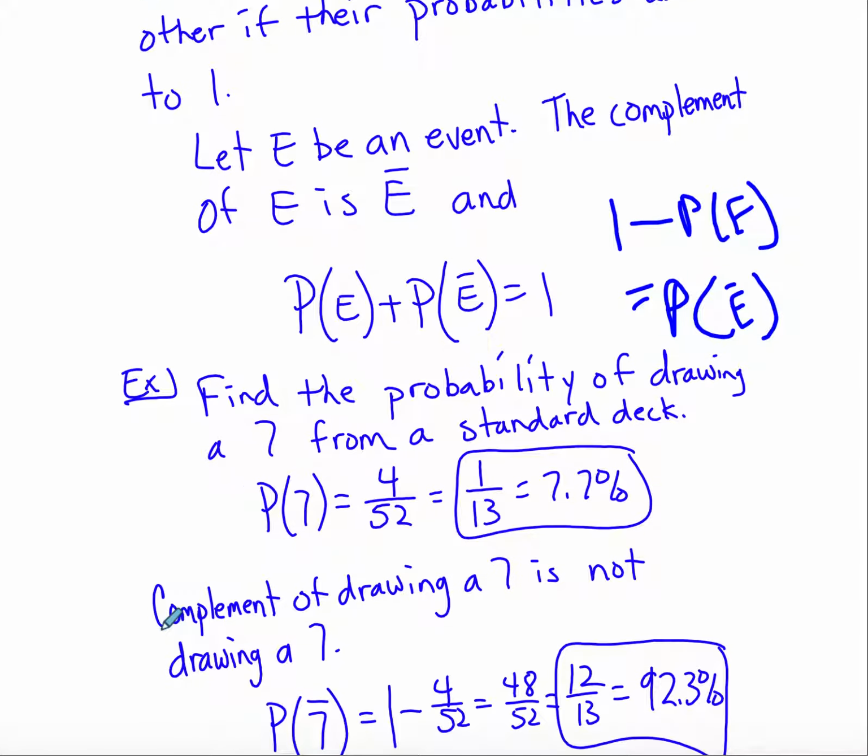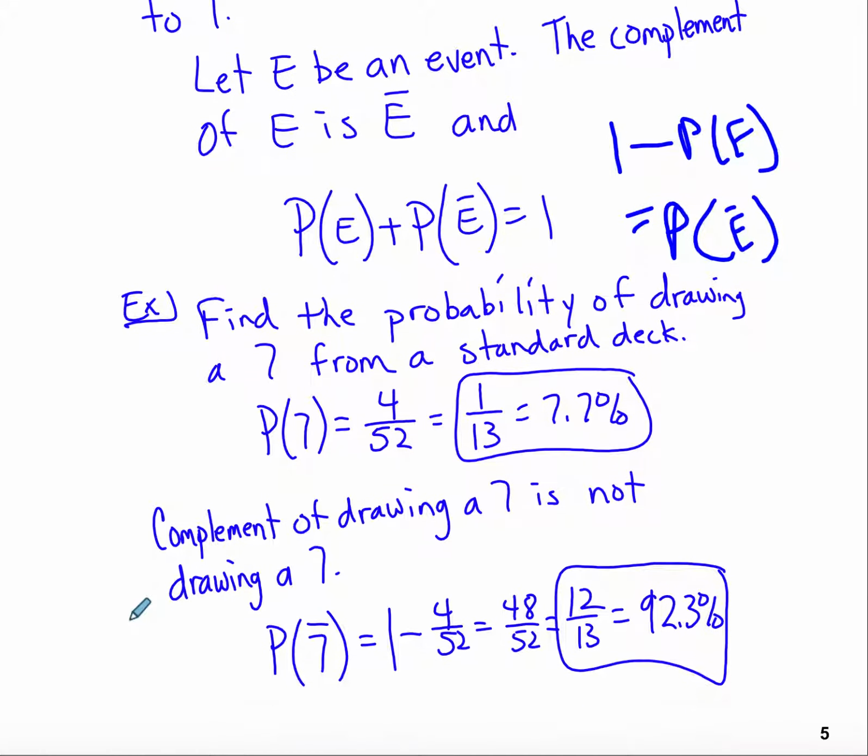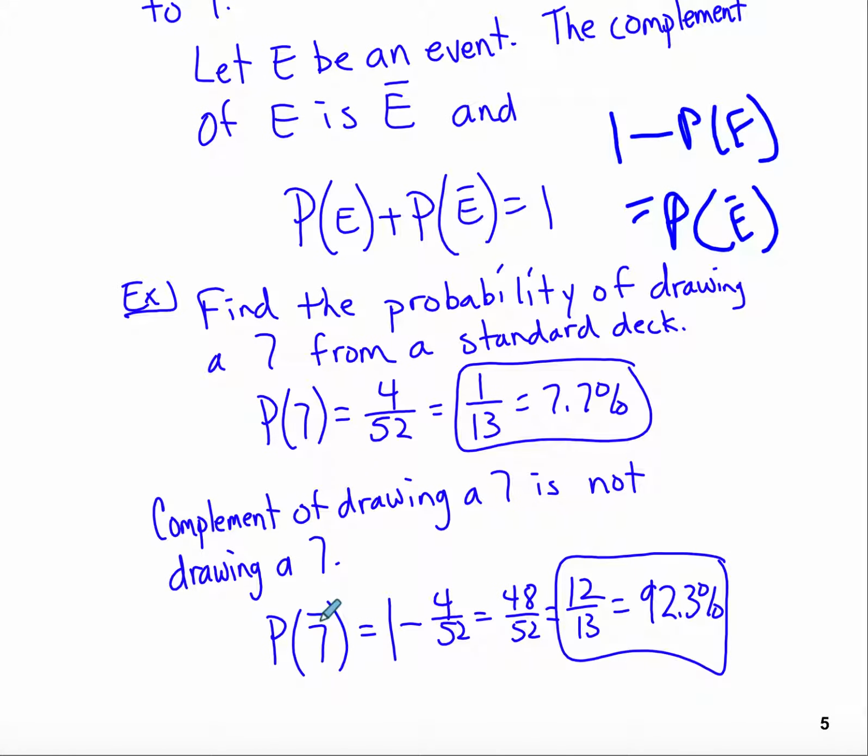The complement of a 7 is not drawing a 7. So that means you get every other card. You can get a 2, a 3, a 4, a 5, a 6, an 8, a 9, a 10, a jack, a queen, a king, and an ace. So instead of listing all of those and counting them, we can use the idea of a complement.